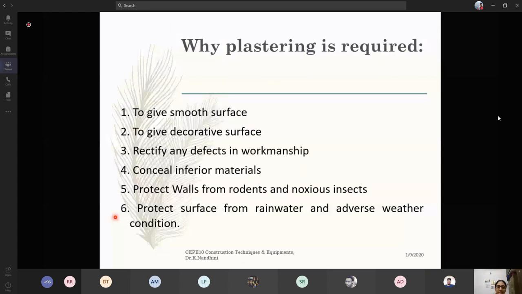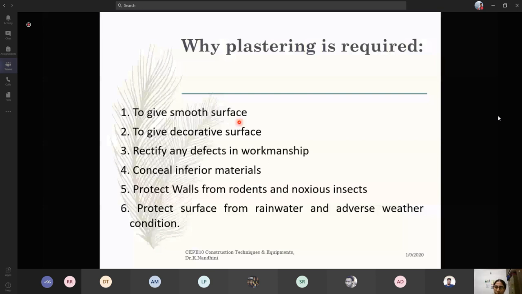Why is plastering required? To give a smooth surface. Yes, you need a smooth surface inside your house. If you have time, you can go and check whether your internal wall, that is your room wall, and the outside surface of your wall are the same. You can go touch and feel it.